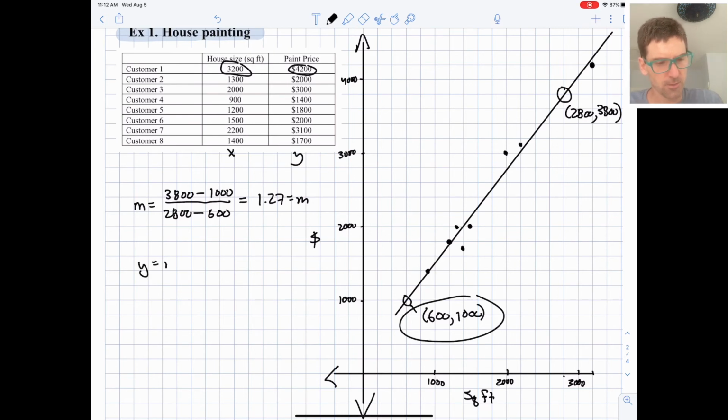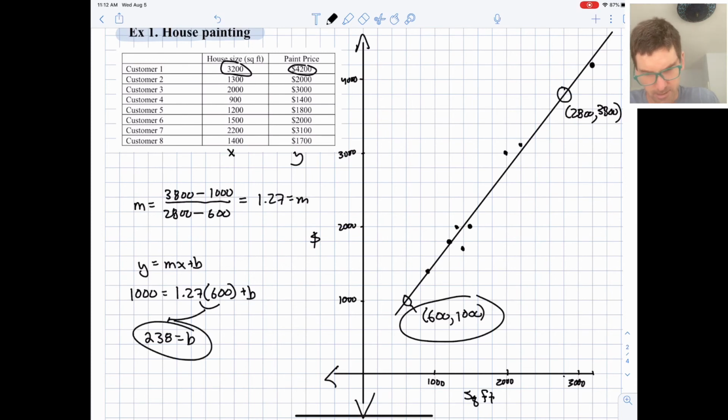So y equals mx plus b. So 1,000 equals m, 1.27, times our x value of 600, plus b. So let's go ahead and solve for b and subtract that from both sides. So once we multiply the 1.27 times 600 and then subtract it from the 1,000, we end up with 238 equals b.